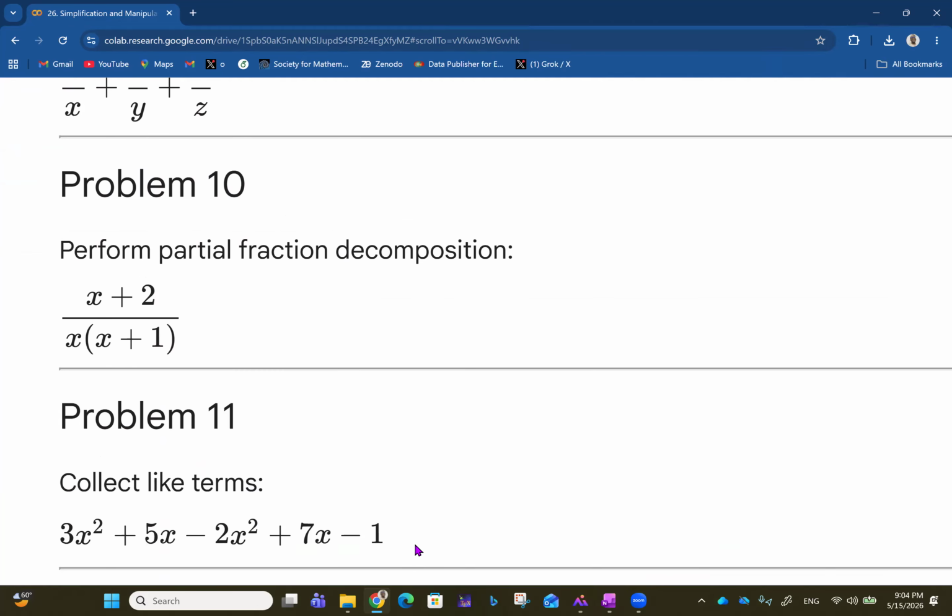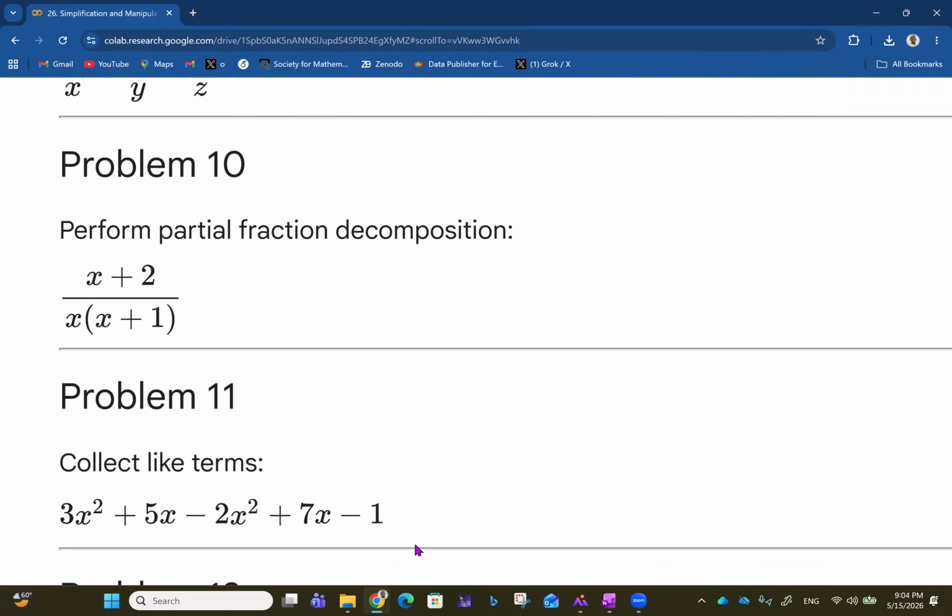Then problem 10, perform partial fraction decomposition for x plus 2 over x into x plus 1. So it can do that neatly. We already have a mathematical way of doing this. So SymPy will do it straightforward. So collect like terms now. So 3x squared, 2x squared, that's x squared plus 12x minus 1 easily.